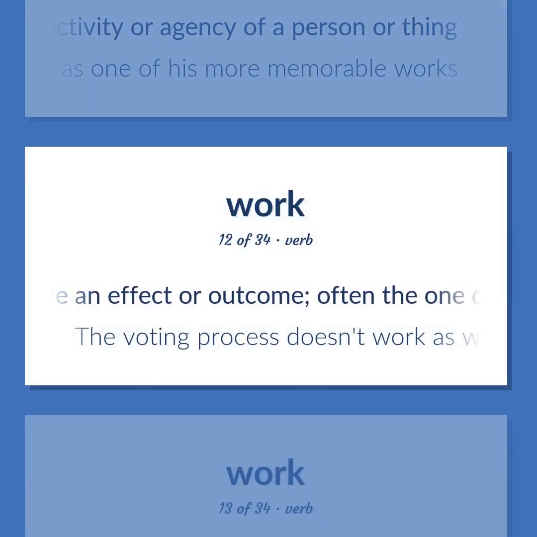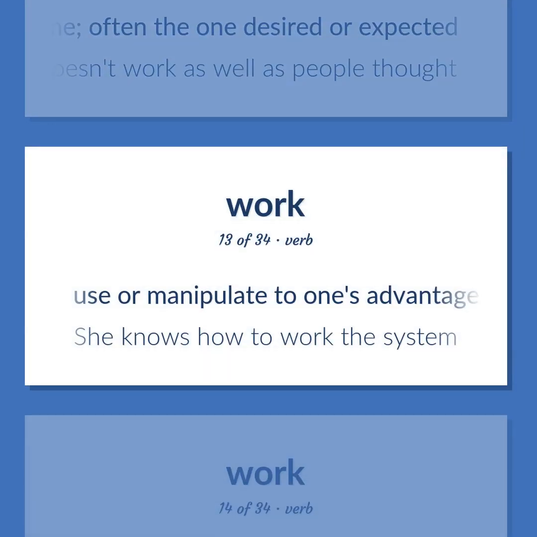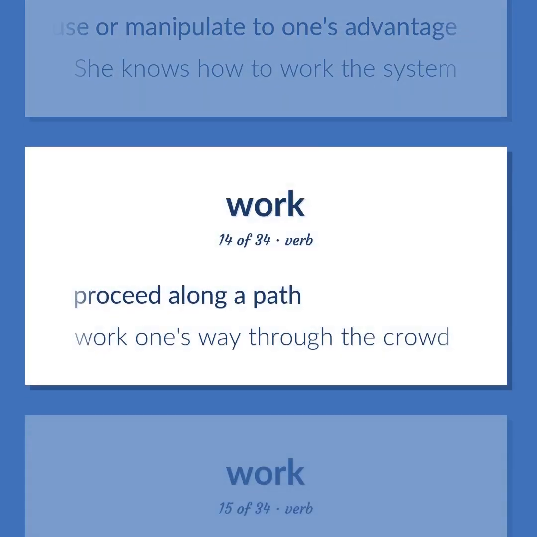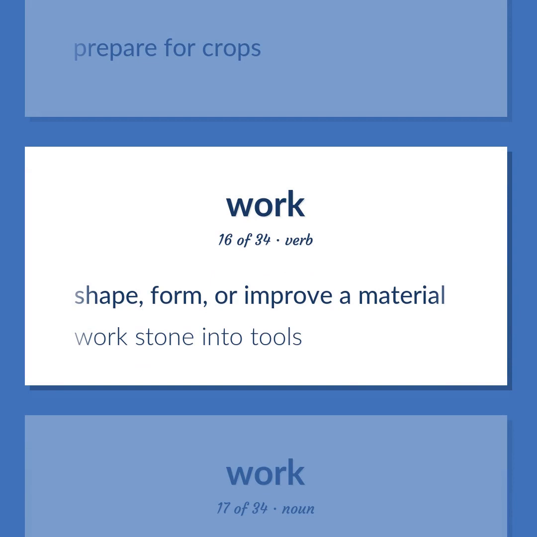Have an effect or outcome, often the one desired or expected. The voting process doesn't work as well as people thought. Use or manipulate to one's advantage. She knows how to work the system. Proceed along a path. Work one's way through the crowd. Prepare for crops. Shape, form, or improve a material. Work stone into tools.